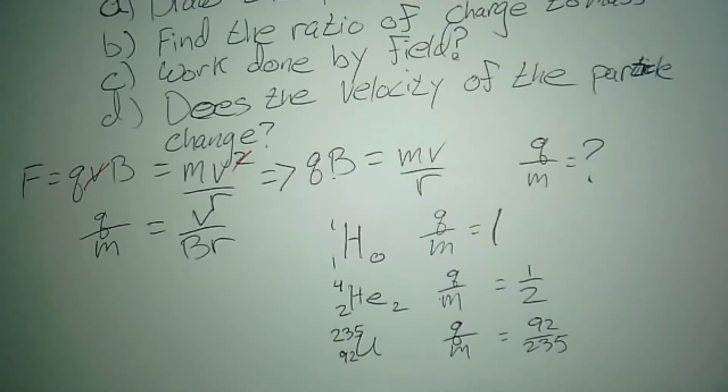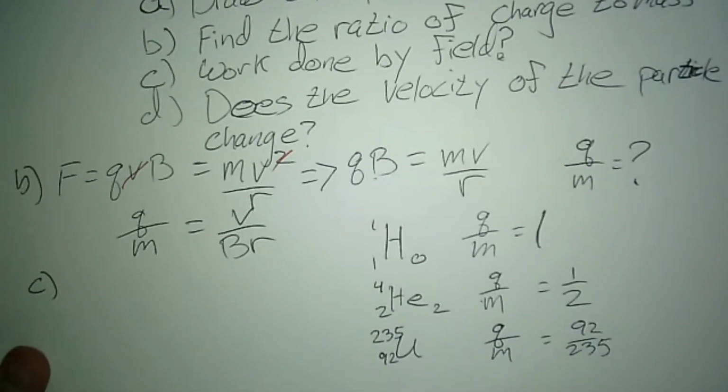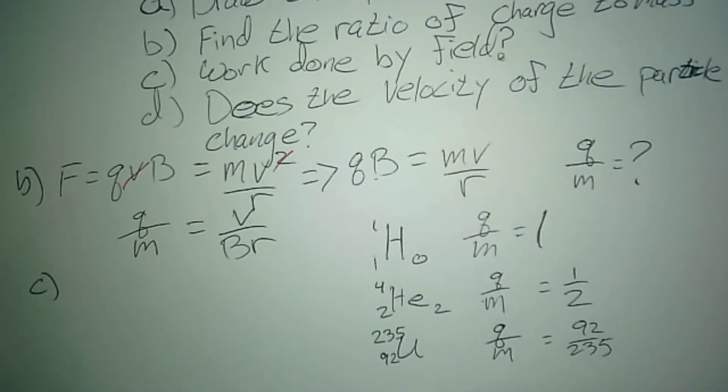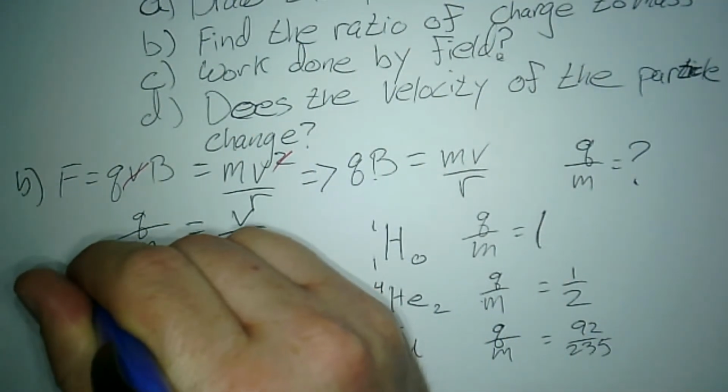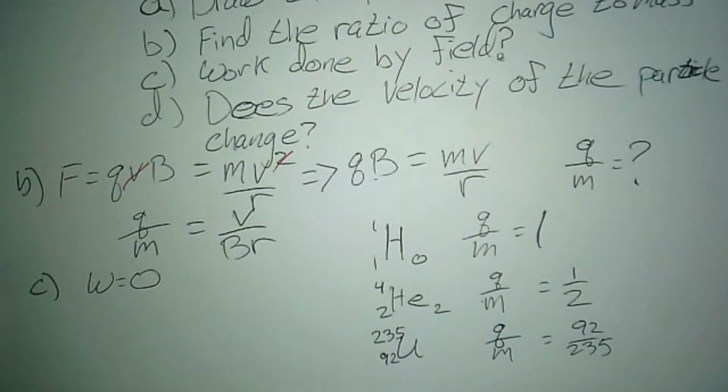All right, so part B, we've got that done. What is the work done by the field in part C? We said earlier that magnetic fields, when you're in circular motion, actually don't do any work. It's just something you have to remember. So I can just write down work equals 0. Done. And then part D wants to know, does the velocity of the particle change?